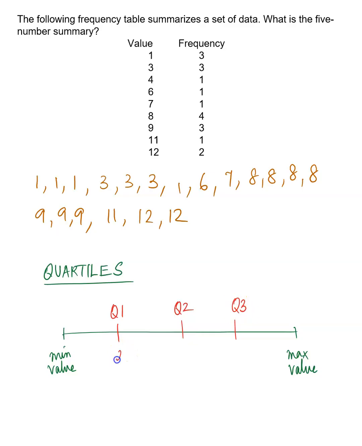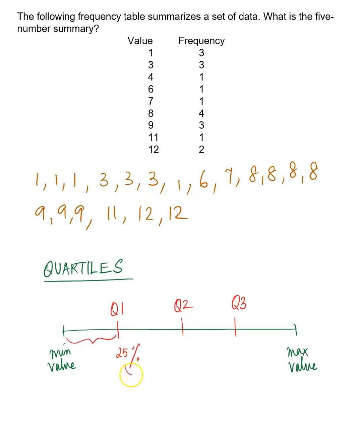So you know Q1 is the 25% mark, right? I'll just write 25% here. That means you have 25% of the values of the data set occurring below this, and you have 75% of the rest of the data above it. Does it make sense?